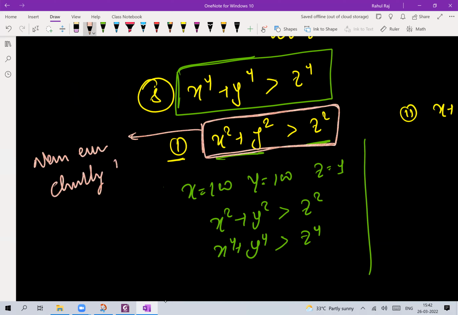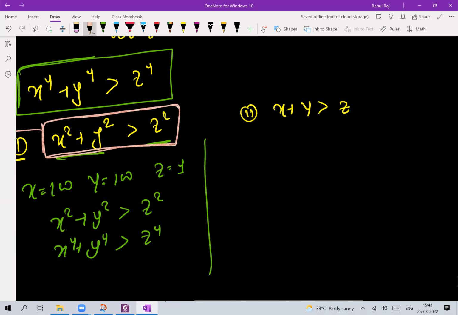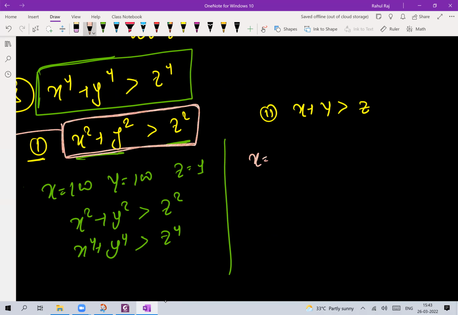What do you mean by never ever challenge the statement? Because now you have to prove a no situation. A lot of people will say, Rahul, if I put x = 1, y = 1, z = 10, x^4 + y^4 is not greater than z^4, so this is a no situation. But do you think you can take these numbers? Can you take this number? Because if you can take this number, you can take any number in the world and prove every question.